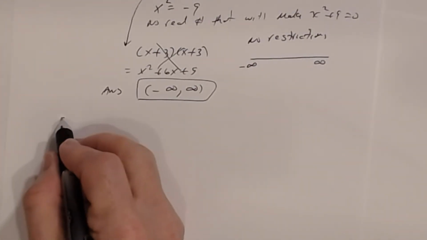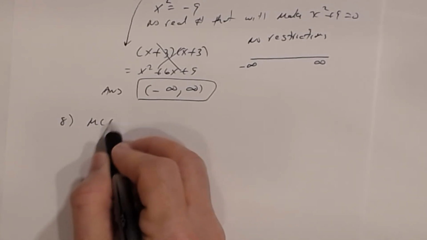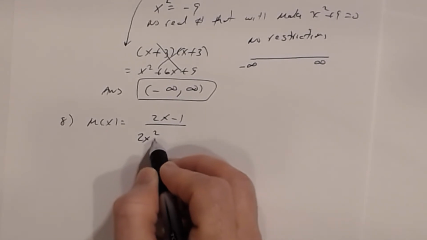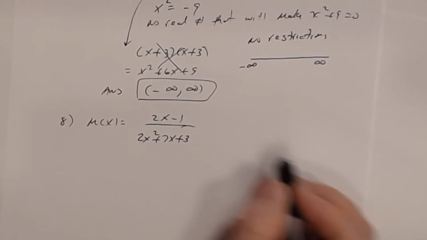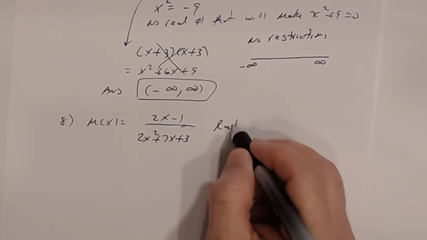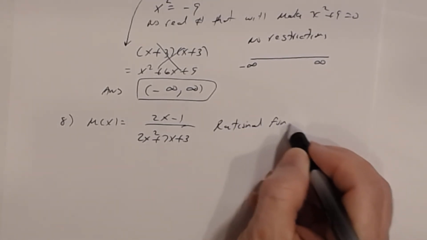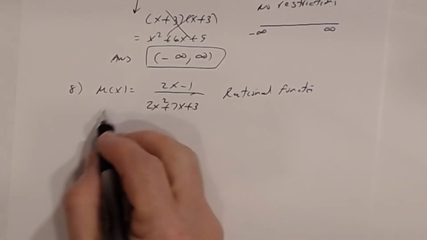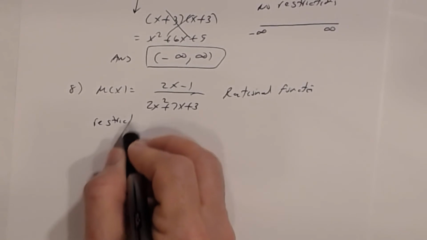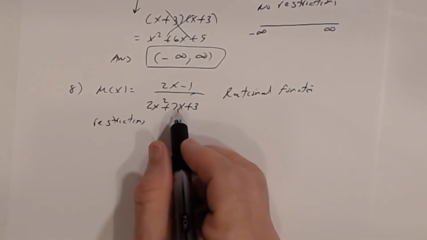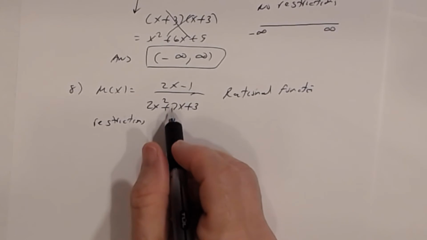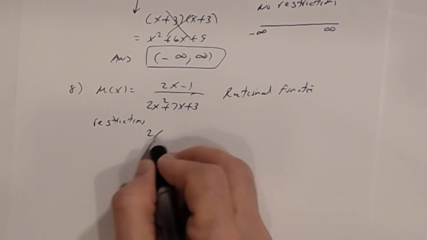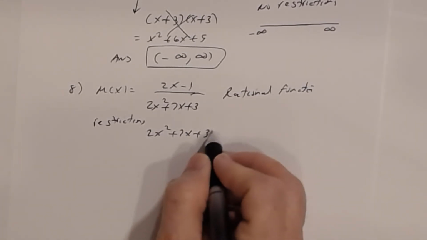Okay, number 8, we have m of x is equal to 2x minus 1 divided by 2x squared plus 7x plus 3. So this is a rational function. I have a fraction with variables in the denominator, so that makes it a rational function. So I have to find the restrictions. I have to determine what values of x I must exclude from the domain. So we have to find out where the denominator is equal to 0.